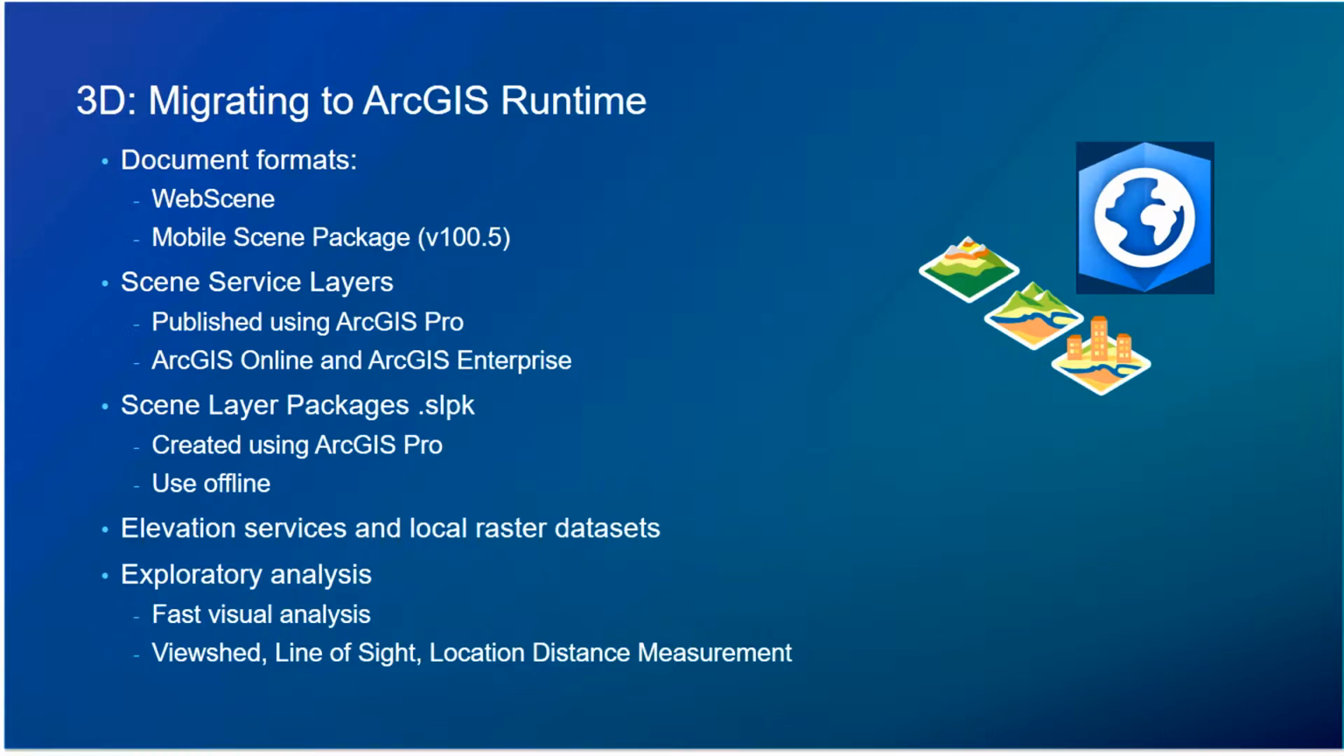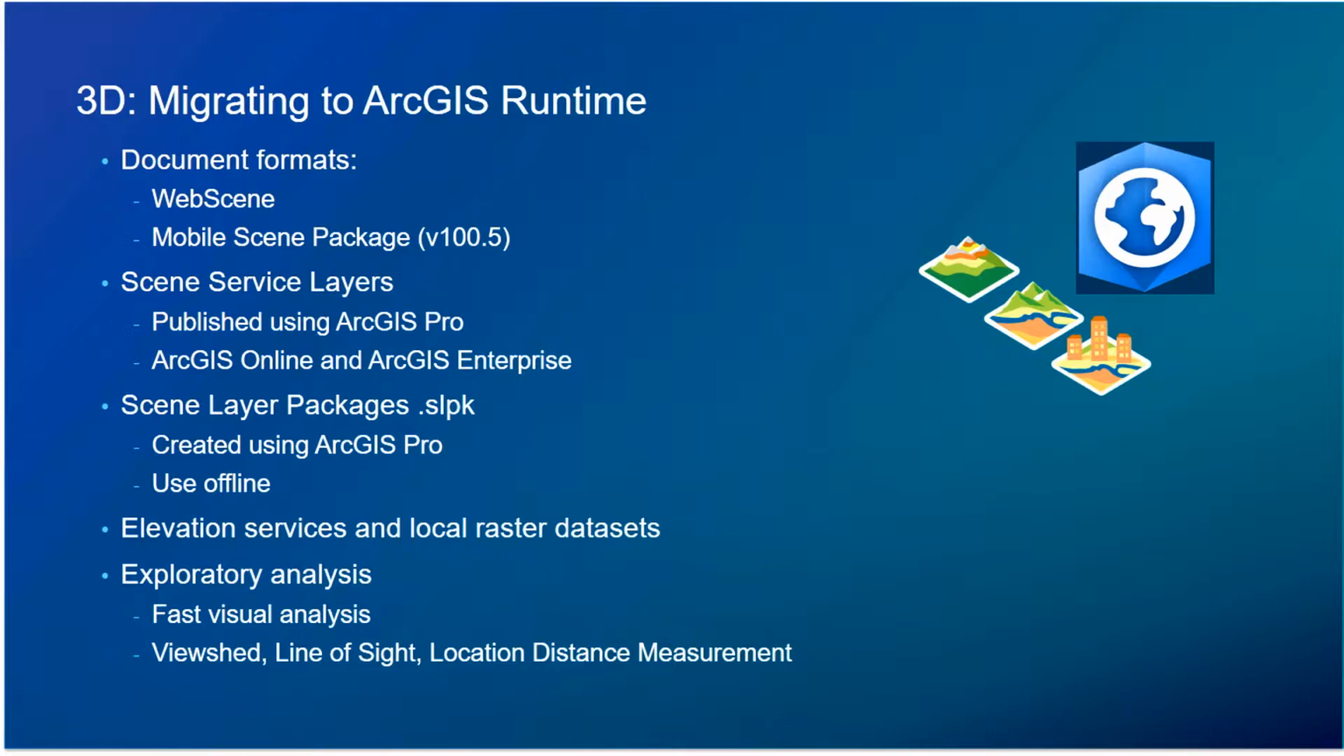At our upcoming 100.5 release, we're adding support for the mobile scene package. Just like I talked about the mobile map package, the mobile scene package is essentially one single file that contains that web scene document representation of the content, essentially an extended web scene spec, I suppose, to reference the local content that's within that scene package, and then specific 3D layer content in there.